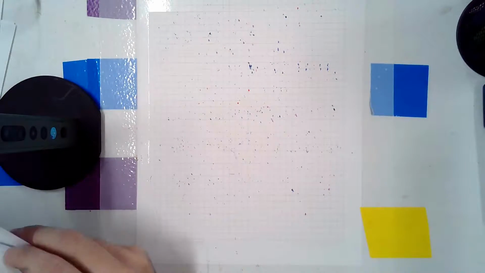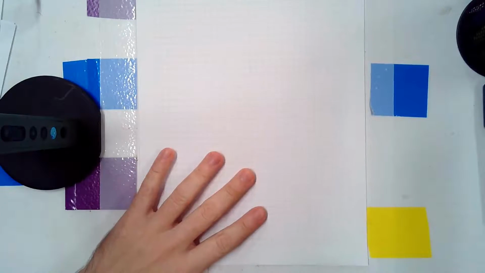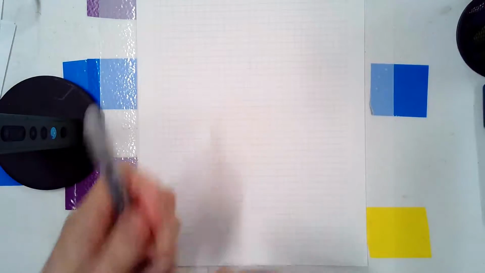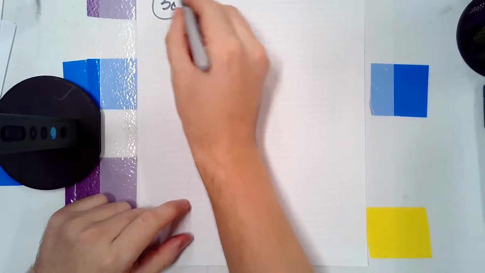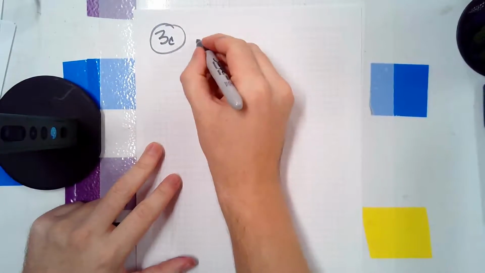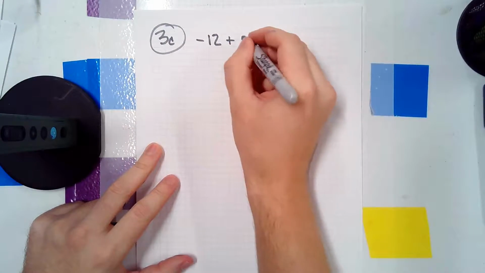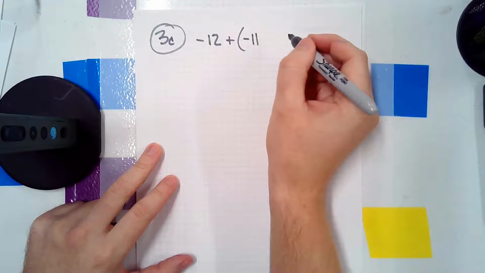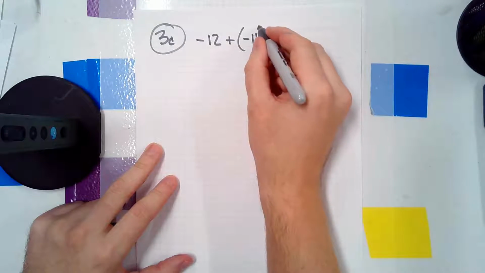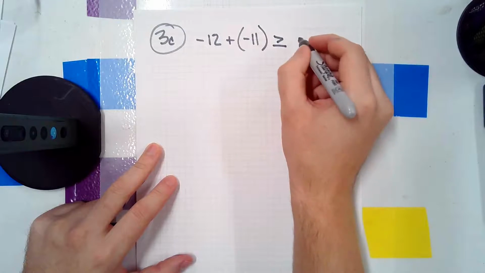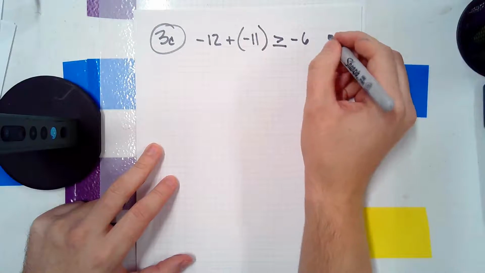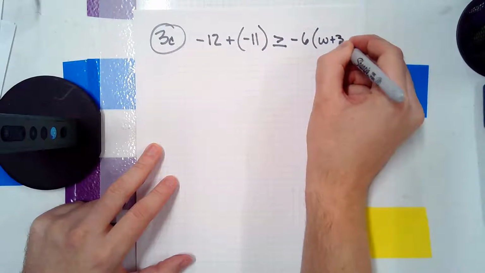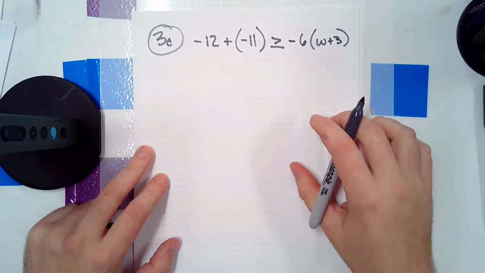Give me another one. 3C. Mitchell, read 3C to me. Negative 12 plus, in parentheses, negative 11 is greater than or equal to negative 6, in parentheses, W plus 2. All right, check it out.